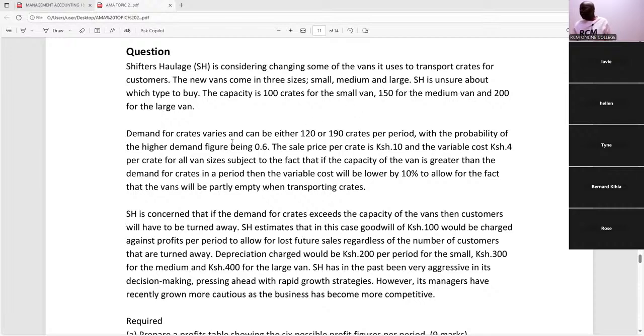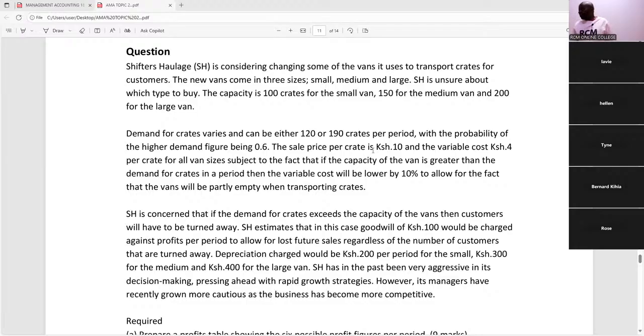Demand for crates varies and can either be 120 or 190 crates per period, with the probability of the higher demand figure being 0.6. So you can see demand here are what these two of them will be our states of nature. We don't know how many crates will be demanded from down there in the market.